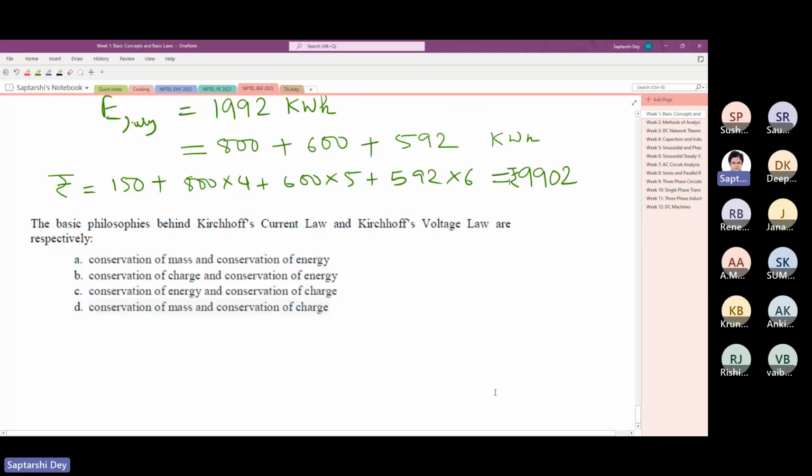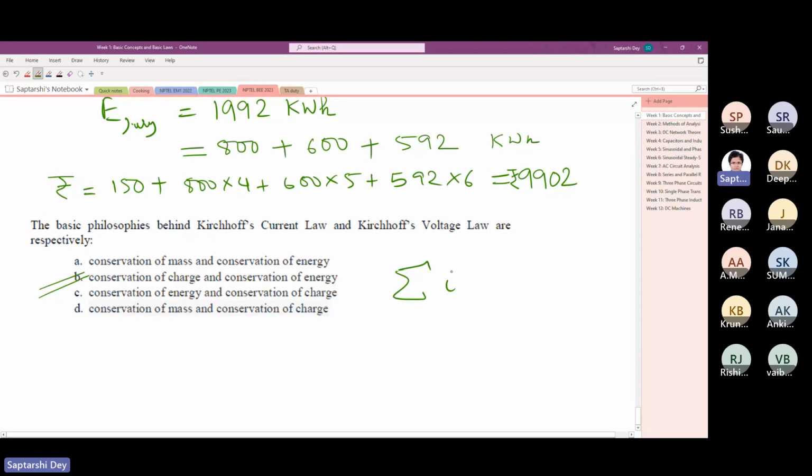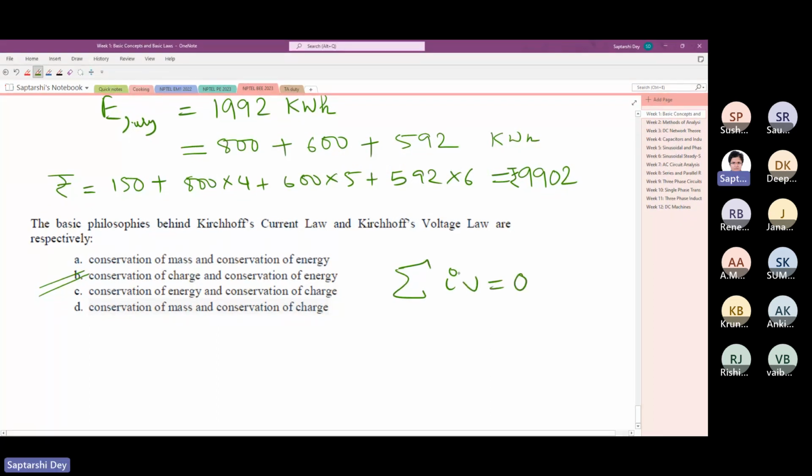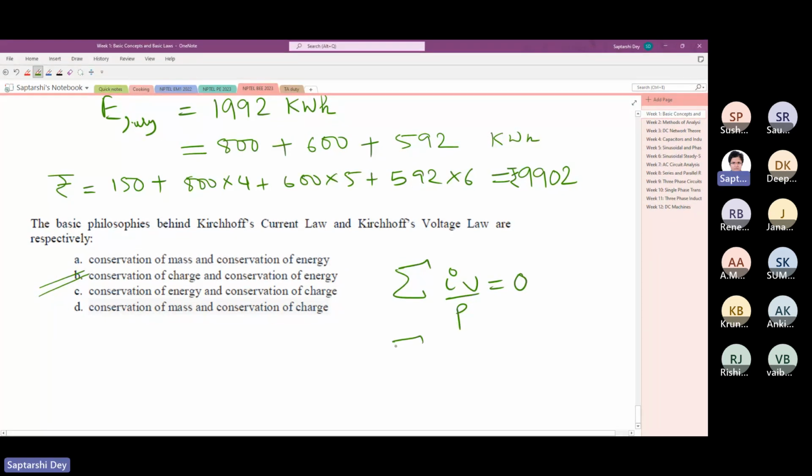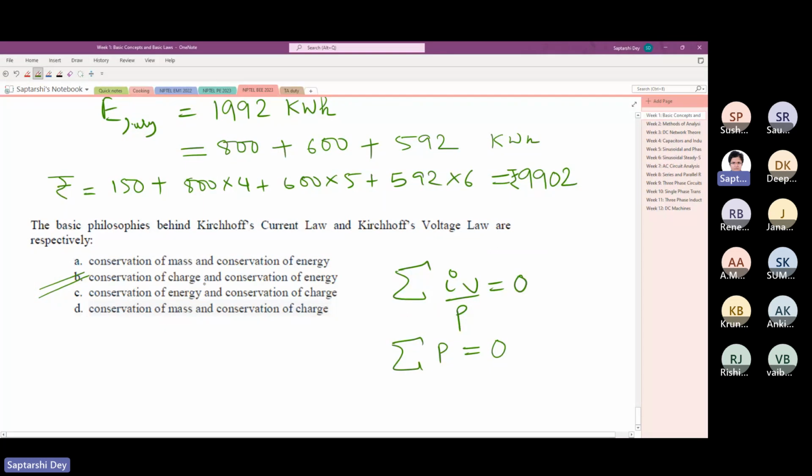Last question for today. Basic philosophies behind KCL and KVL are what? Tell me. Conservation of mass and conservation of energy. No. Sorry, conservation of charge and conservation of energy. Yeah. So basically KVL says that summation of IV is 0. IV is power. So summation of power is 0. So whatever power is being supplied in the circuit, that much power is consumed in the circuit itself. So it's conservation of energy. And KCL is a direct conservation of charge.